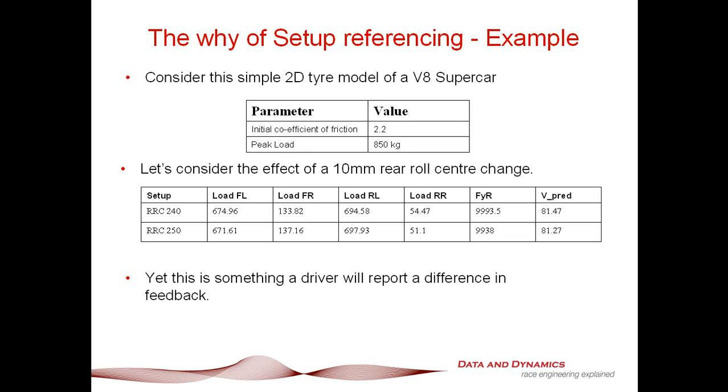To fill you in, I've gone with a typical baseline supercar setup, and I'm doing a rear roll center change from 240 millimeters to 250 millimeters. It's really interesting if you go through and look at the tire loads. When we take a look at the deltas, the difference between the front tire loads and the rear tire loads is barely about 3 kilos in terms of load. And as we can see, if we do a simple force balance, this gives us a difference of about 0.2 of a kilometer an hour.